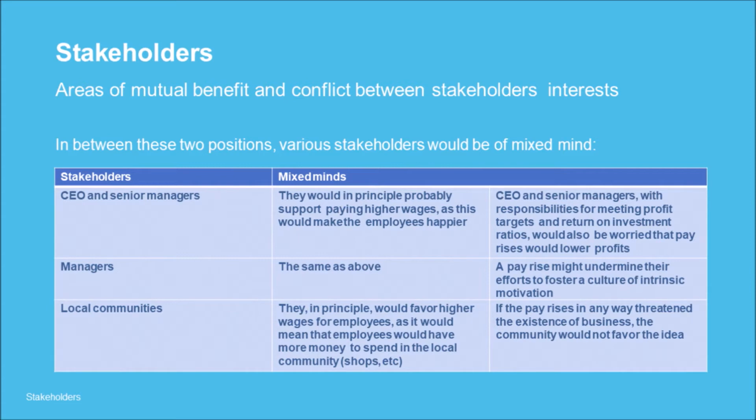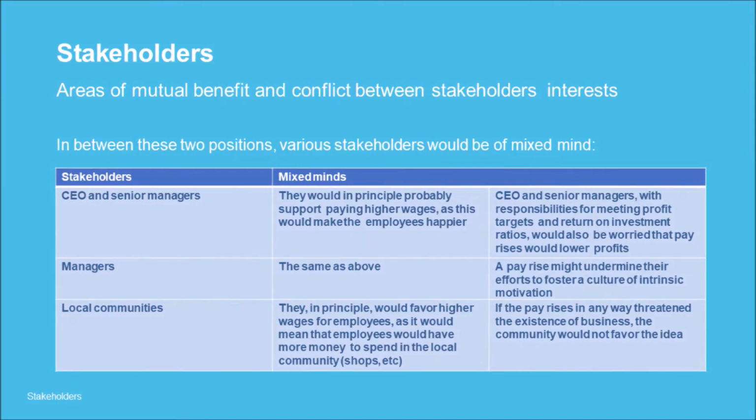2. Managers. They are the same as the CEO and senior managers. A pay rise might undermine their efforts to foster a culture of intrinsic motivation. 3. Local communities. They, in principle, would favor higher wages for employees, as it would mean that employees would have more money to spend in the local community, shops, etc. If the pay rises in any way threatened the existence of the business, the community would not favor the idea.